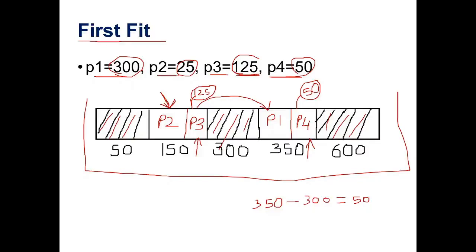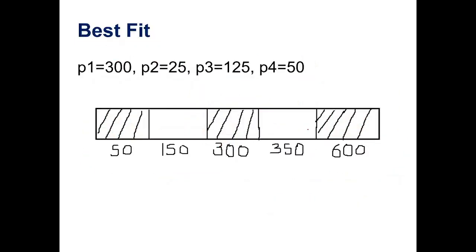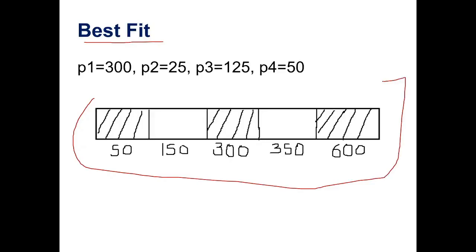Now let us see the next algorithm, best fit. In this best fit, first all memory will be scanned. It will search for the smallest block available in the memory. After finding the smallest block, it is going to allocate the process in that smallest block.